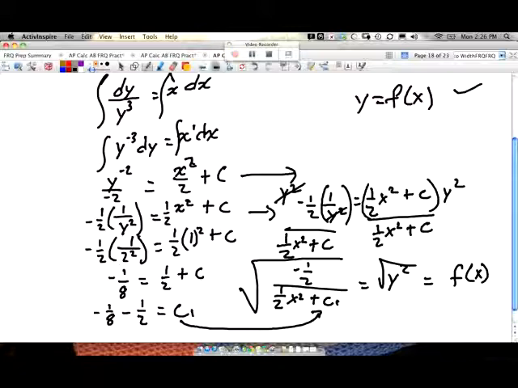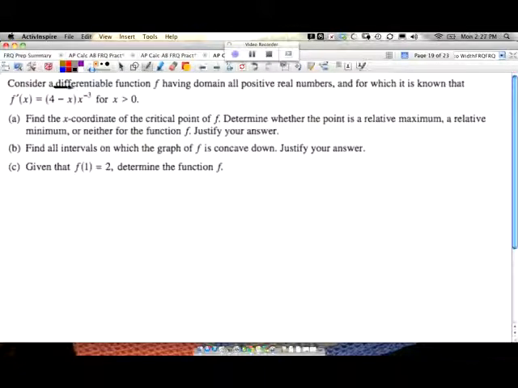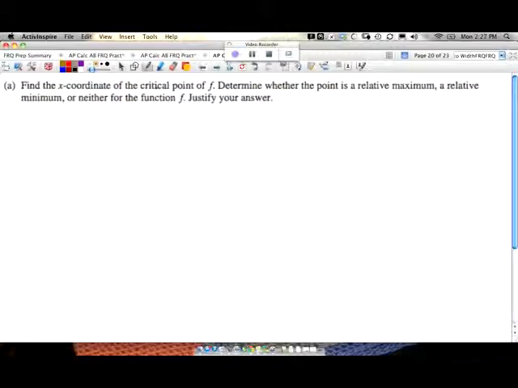Let's finish this. So consider the differentiable function f having a domain of all positive real numbers for which it's known. Okay, so they gave us the derivative. All right, let's go ahead and take it from there. Find the x-coordinate of the critical point. Notice that's kind of interesting. They said the critical point, as if there's only one. And then determine whether the point is a relative max, relative min, or neither.